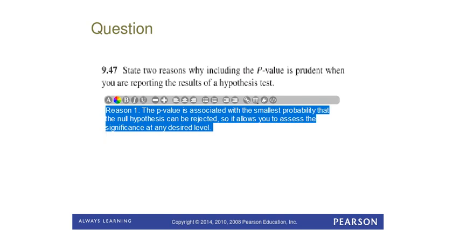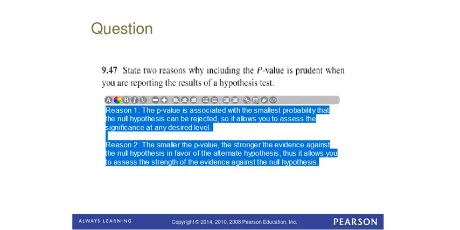In other words, when we're dealing with a critical value, we have one set z-value, and in the critical value approach we're just looking at whether or not the z-value that we get from our test is less than a set z-value. But there's no ability to test that strength or set that level to anything else that we want. In this case, that p-value can be set at any desired level. And what's more is that the smaller the p-value, the stronger the evidence against the null hypothesis in favor of the alternative hypothesis. Thus, it allows you to assess the strength of the evidence against that null hypothesis.